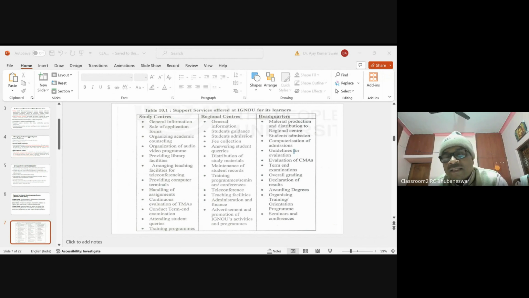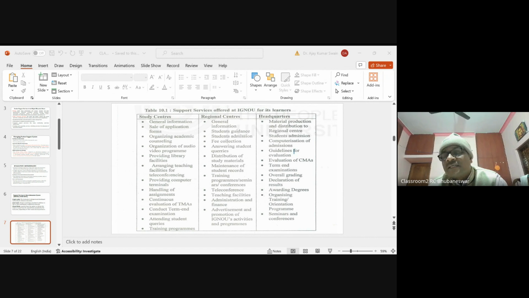Even if your admission is done directly in Delhi, that record is maintained in regional centers. Fee collection, answering student queries. If the students want to know anything else, that is answered by the regional center. Distribution of study materials: the study material received from the head office will be distributed.